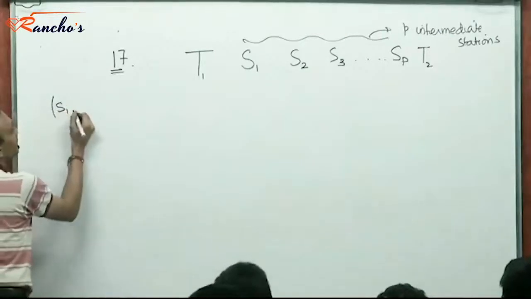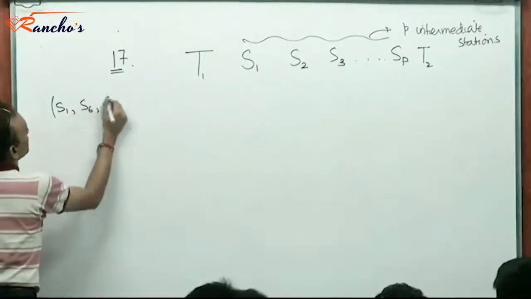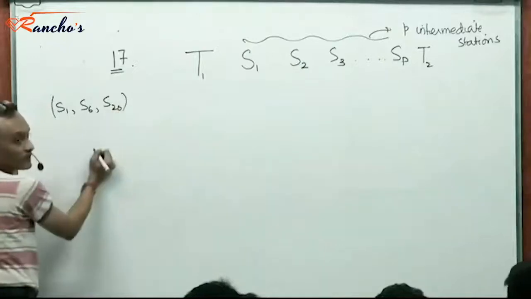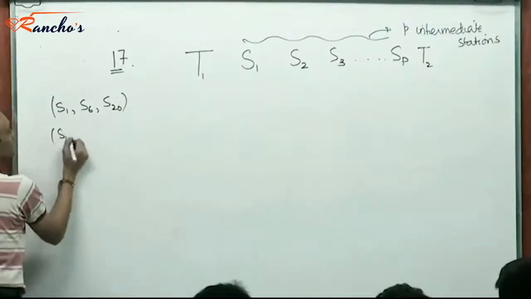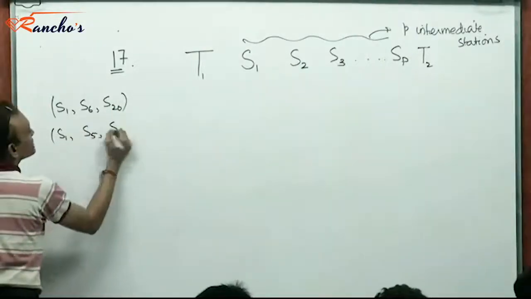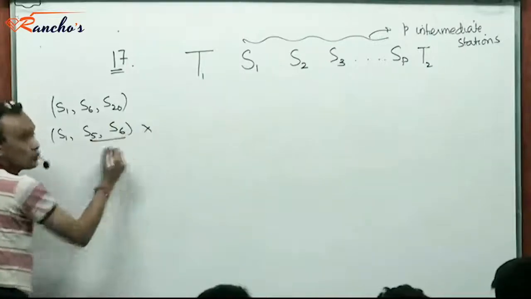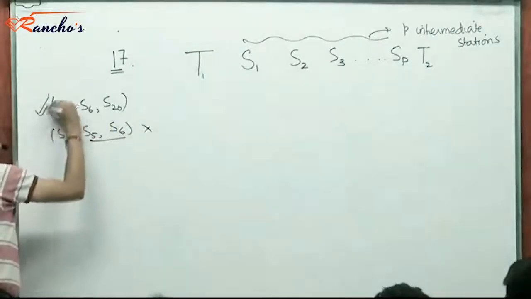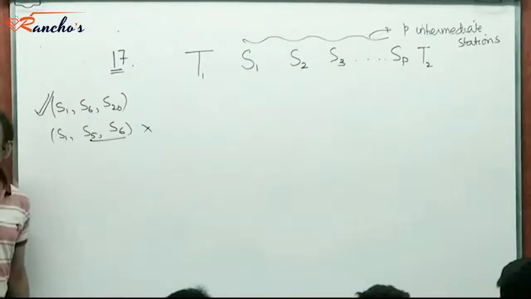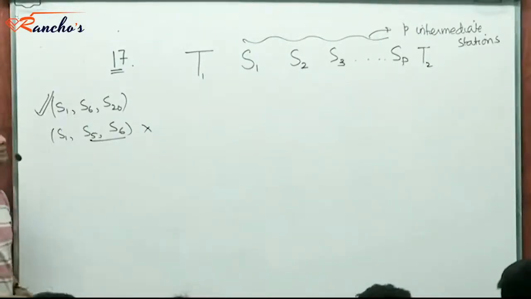So can I have like S1, S6 and S20? Yes. Can I have S1, S5, S6? No, because in this 2 are consecutive. I want a choice of 3 stations such that no 2 are consecutive, right?